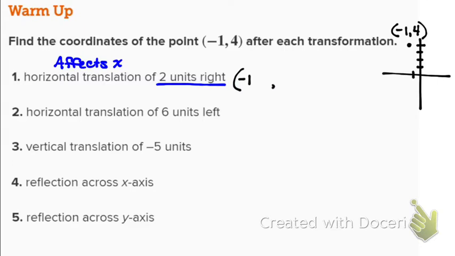So I have -1, 4. You said it's going to only affect the x. If I'm going to the right, would that be the same as adding or subtracting? Adding. Moving to the right would be adding 2. And so my new point would be what then? 1, 4.